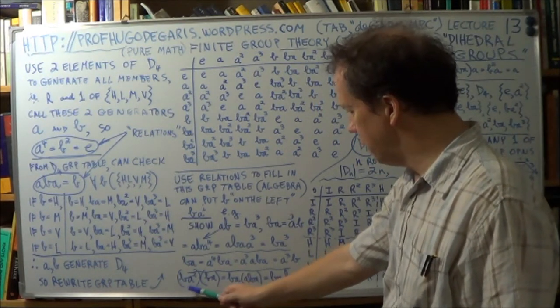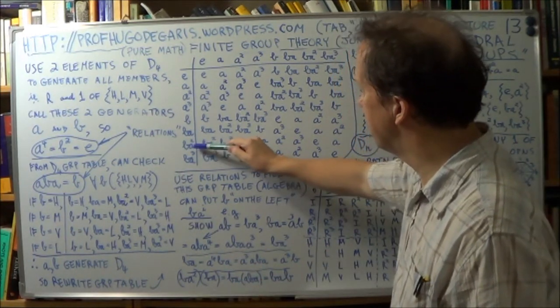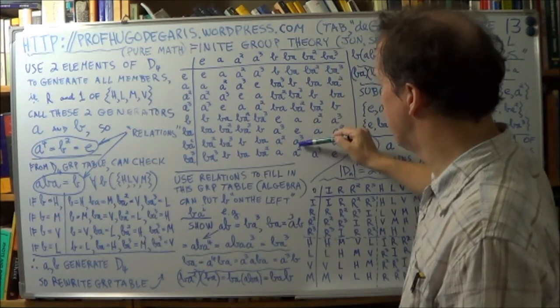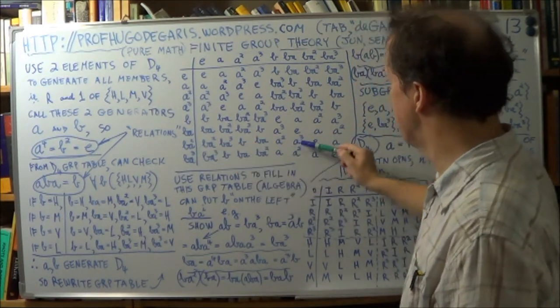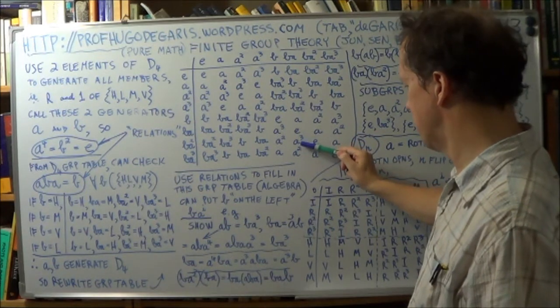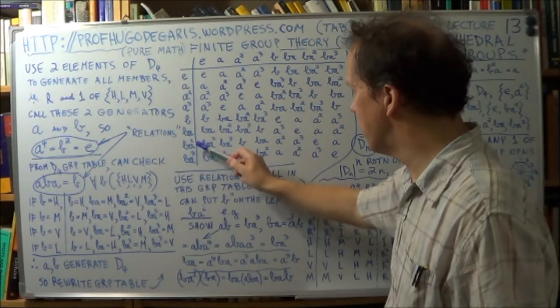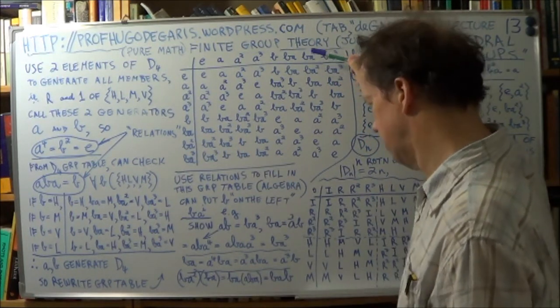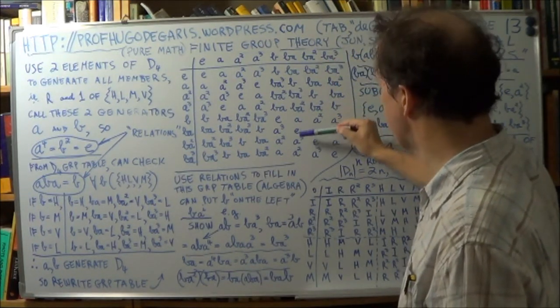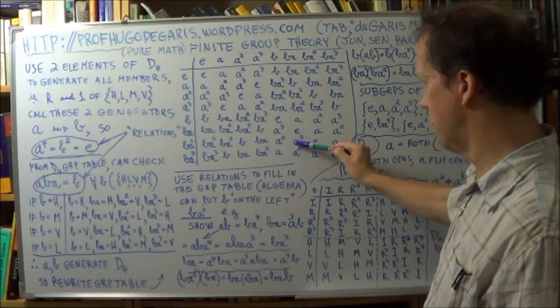So BA squared and BA, you end up at A cubed. So where does that come from? BA squared by BA is A cubed. So where did this come from?